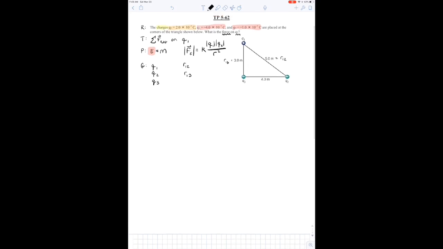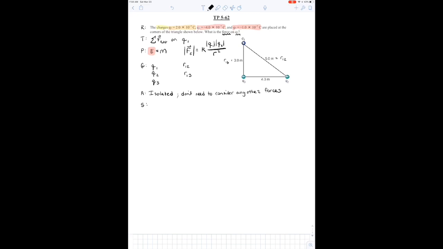So now we can go into our assumptions. We're going to say that it's isolated, meaning that there are no other charged particles within the vicinity of these 3. And we're also going to say that the mass is so small we don't have to consider the effects of the gravitational force or any other forces. So we can put that there. All right, so now we're ready for that solve step.